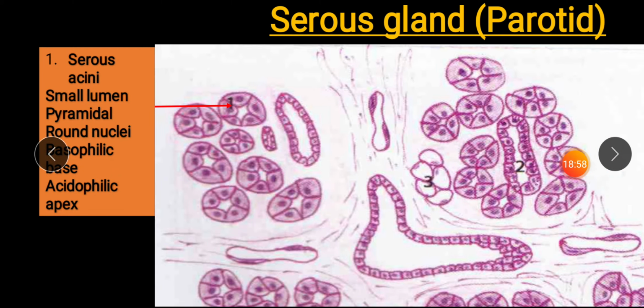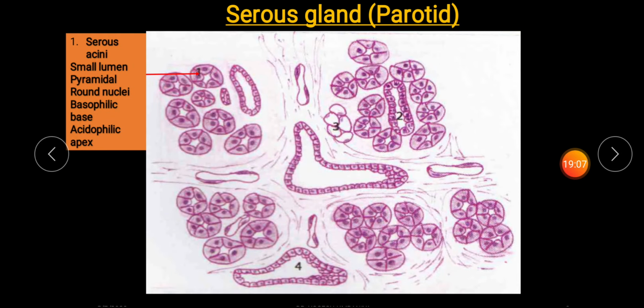staining property of this cell is basophilic at the base of the cell and acidophilic at the apex. Why is there a difference in the staining property? We should understand that. At the base of the cell there is an aggregation of ribosomes and related materials. This characteristic gives a basophilic staining property, while at the apex of the cell we have acidophilic staining due to the presence of secretory granules. So keep this staining difference in mind while you look at the slide.